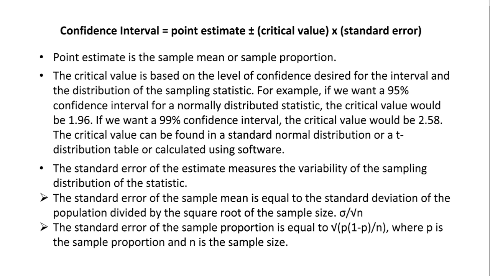The standard error of the estimate measures the variability of the sampling distribution of the statistic. The standard error of the sample mean is equal to the standard deviation of the population divided by the square root of the sample size: sigma by square root n. The standard error of the sample proportion is equal to the square root of p times 1 minus p, divided by n, where p is the sample proportion and n is the sample size. In my previous videos, I have already explained more about the standard error of means. Link will be in the description.